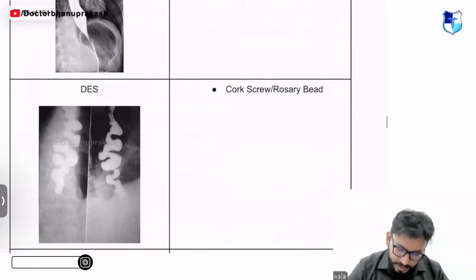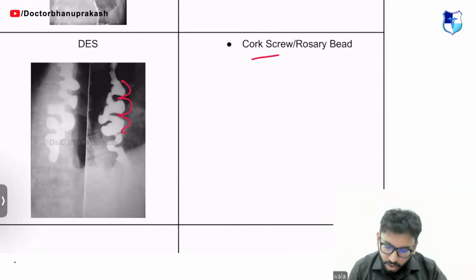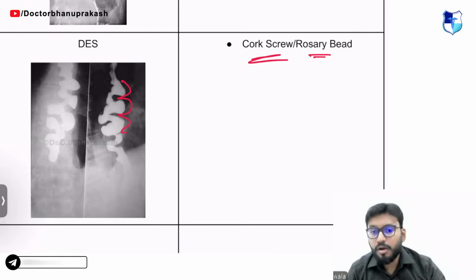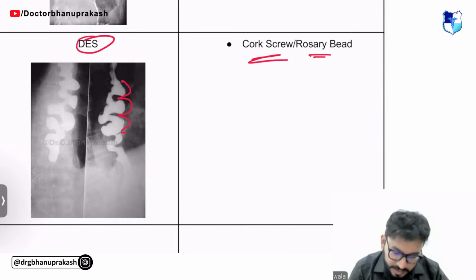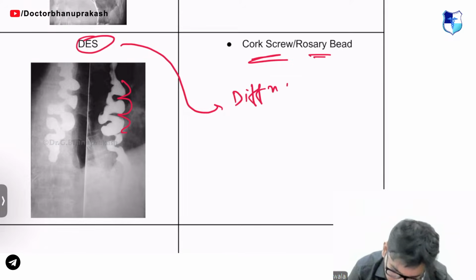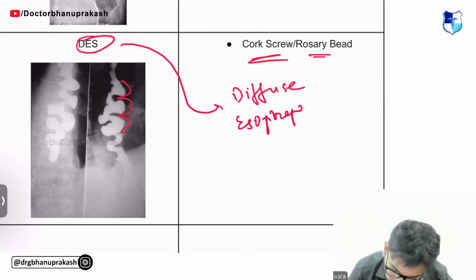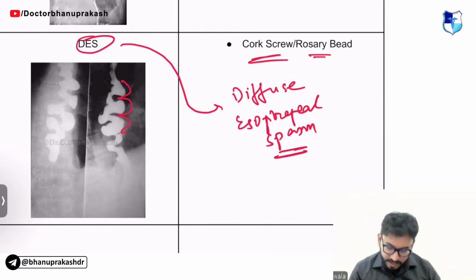Let's go. DES. Look at this, guys. This is a nutcracker, corkscrew, or rosary bead appearance of the esophagus. This is seen in DES. DES stands for diffuse esophageal spasm. Okay, diffuse esophageal spasm.